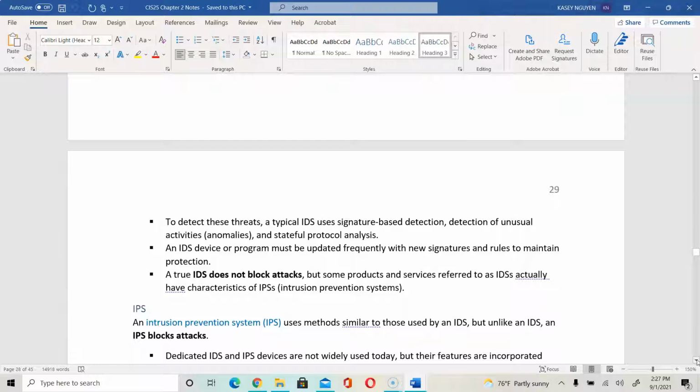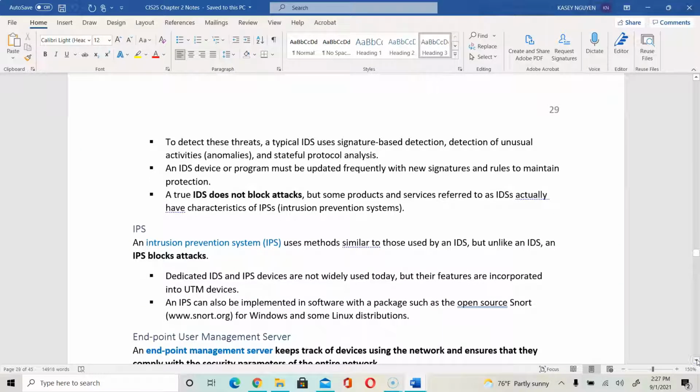A true IDS does not block attacks because the product is really designed to identify the threats. The IPS, intrusion prevention system, is the system that prevents the attack.